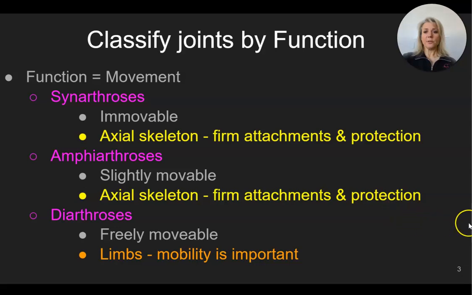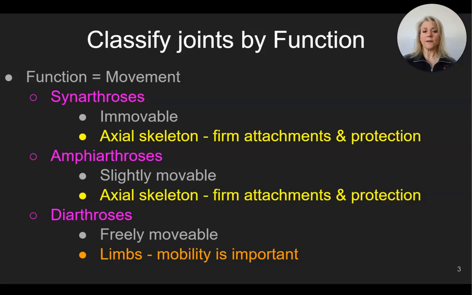So we can classify joints by function, and remember the main function of joints is to allow for movement of our skeleton. We have synarthroses, amphiarthroses, and diarthroses. Synarthroses are immovable. These are mostly going to be found in the axial skeleton. These are firm attachments that are going to offer protection. You are going to see some, however, in the appendicular skeleton, and we'll talk about those in a couple of slides. Amphiarthroses are slightly movable.